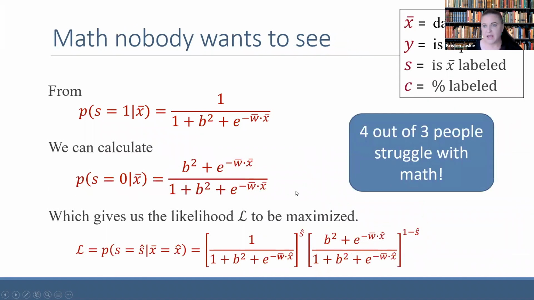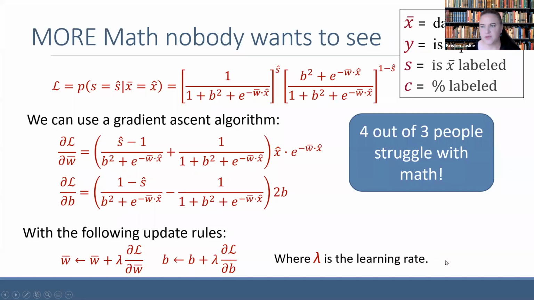Now, more math nobody wants to see, and you feel free to ignore this. We have our modified logistic regression. From this is the probability that a sample is labeled given its feature vector. From that, we can calculate the probability a sample is not labeled. And from that, we can calculate the likelihood of a sample, the labeling of a sample given its feature vector. And with this, we can do maximum likelihood estimation. And so again, you don't feel like you have to understand any of this math. I don't want to look at this math.